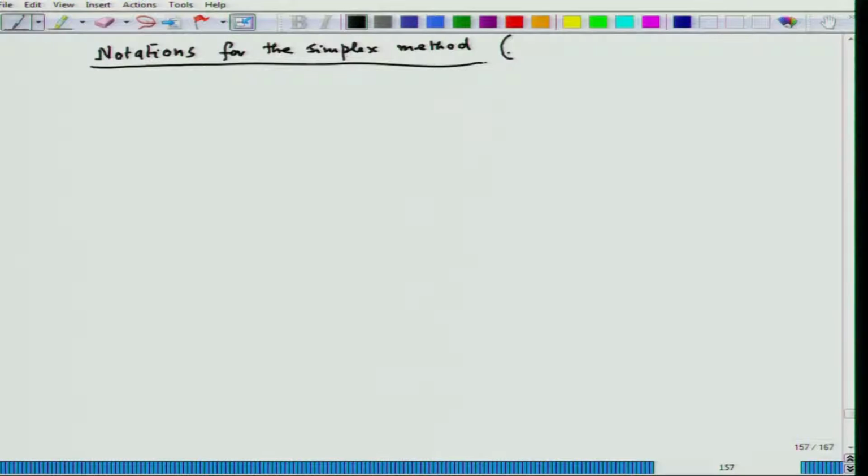Today we will first look into the notations for the simplex method. The approach that I take is again due to Manfred Padberg, and I take it because I love this approach. Of course, everybody does what he loves. Here there will be certain simplifications of notations which will make the writing simpler.